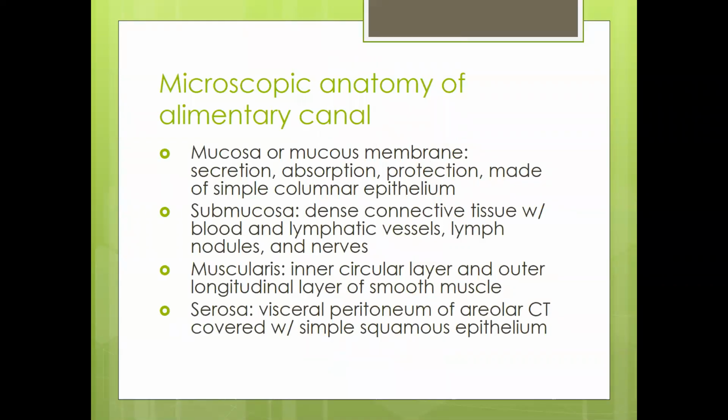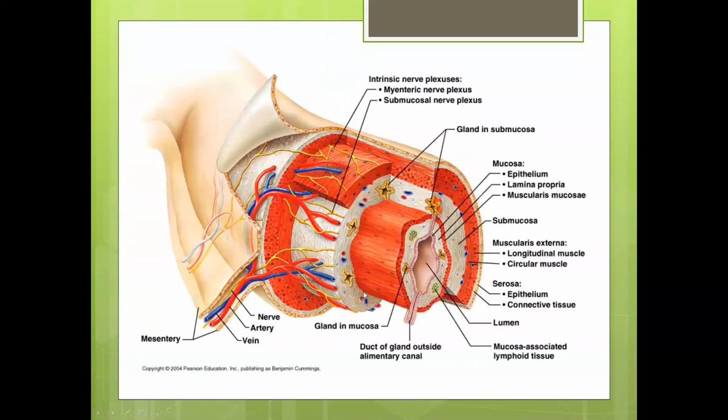Okay, remember that we have 4 layers of the alimentary canal wall or digestive tract wall. The innermost layer is the mucosa, simple columnar epithelium. We'll take a look at the picture again in just a minute. Submucosa, muscularis, and serosa. Remember that there are 2 layers to the muscularis. And then in the submucosa, we're going to have one of those enteric nerve plexuses, and then in the muscularis as well. So we'll take a look at that.